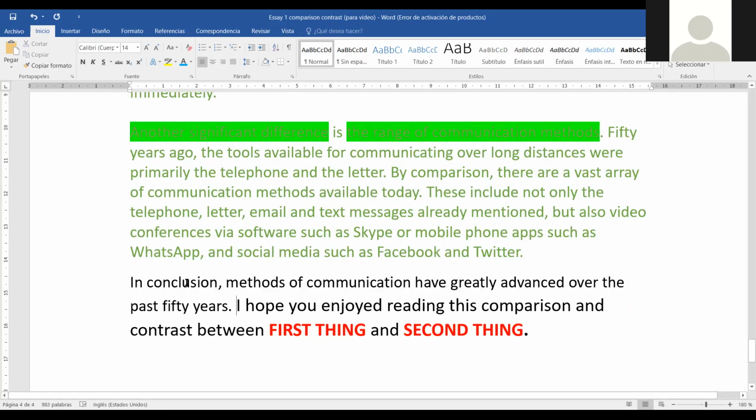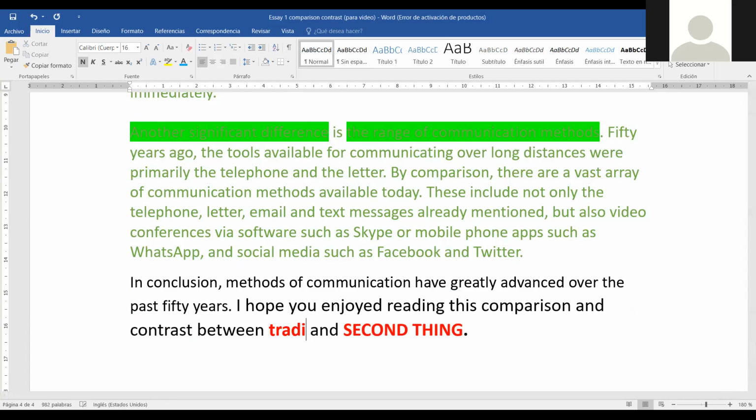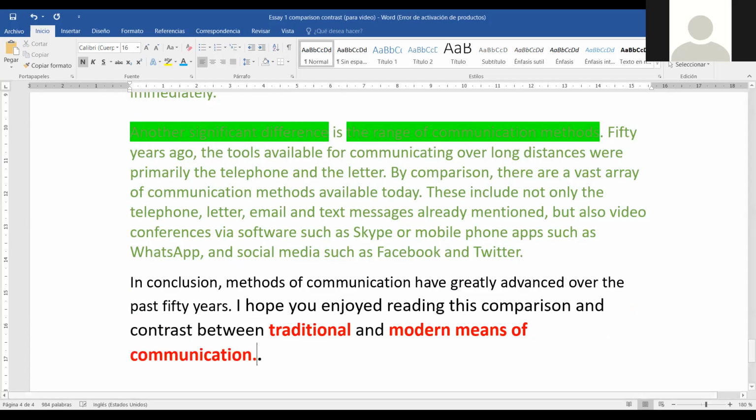And I can put, I hope you enjoy reading this comparison and contrast between traditional and modern means of communication, right, Luis? Are you there? Yes. Okay, you can put that.